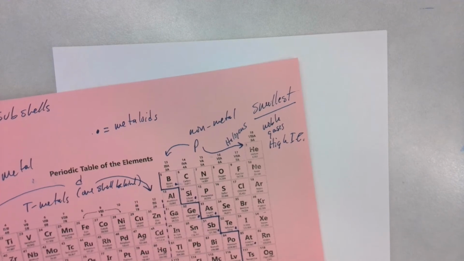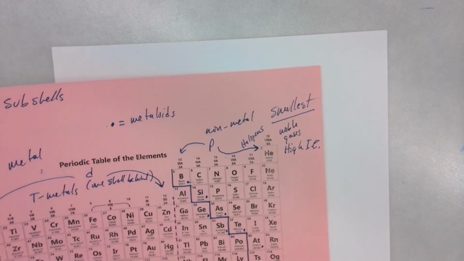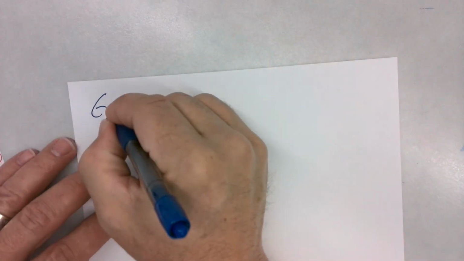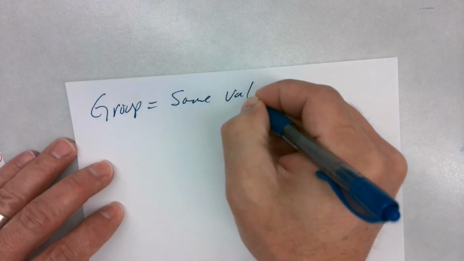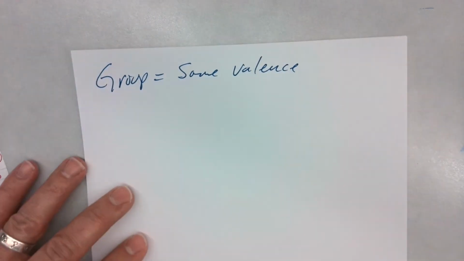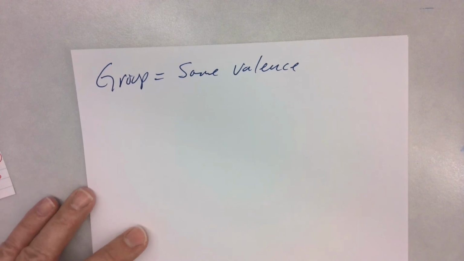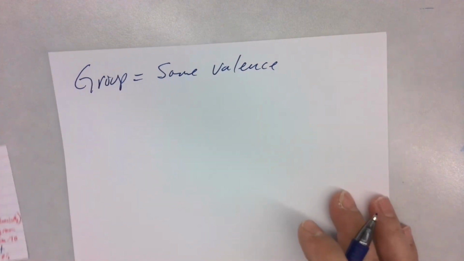Same, what's the word for that? Starts with a V. The same valence, right? Because valence is responsible for my chemical reactivity, right? So group, this is what I have written down. I have group equals same valence. Okay? And then, I think we already covered this one too, right?